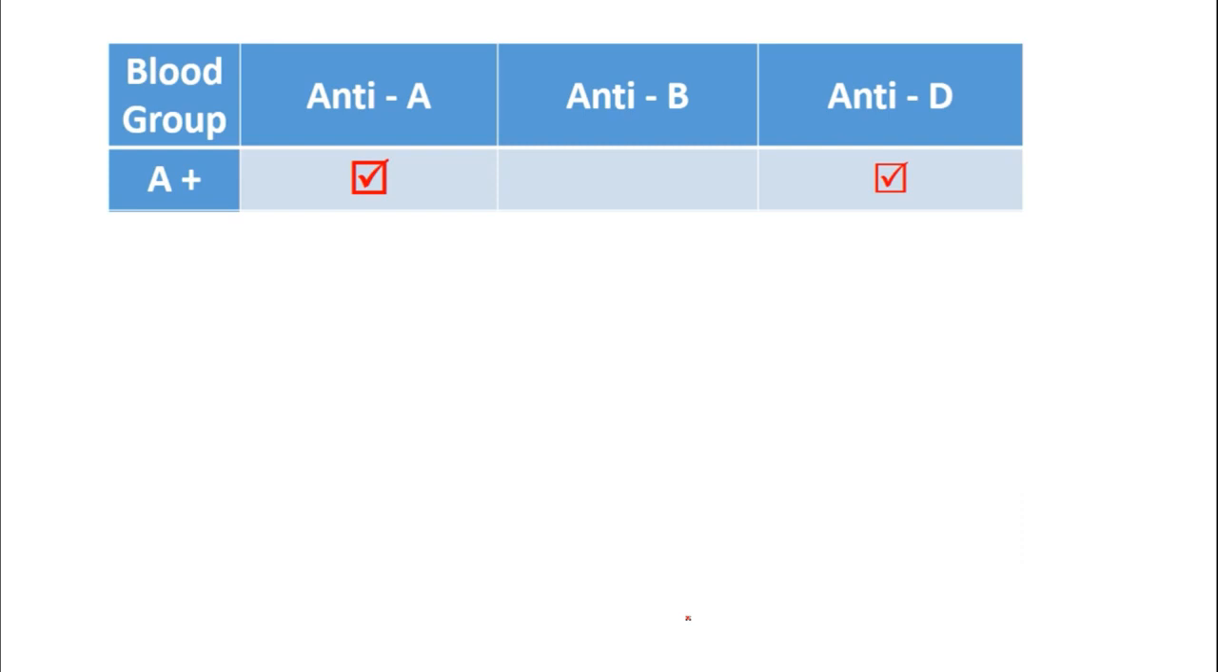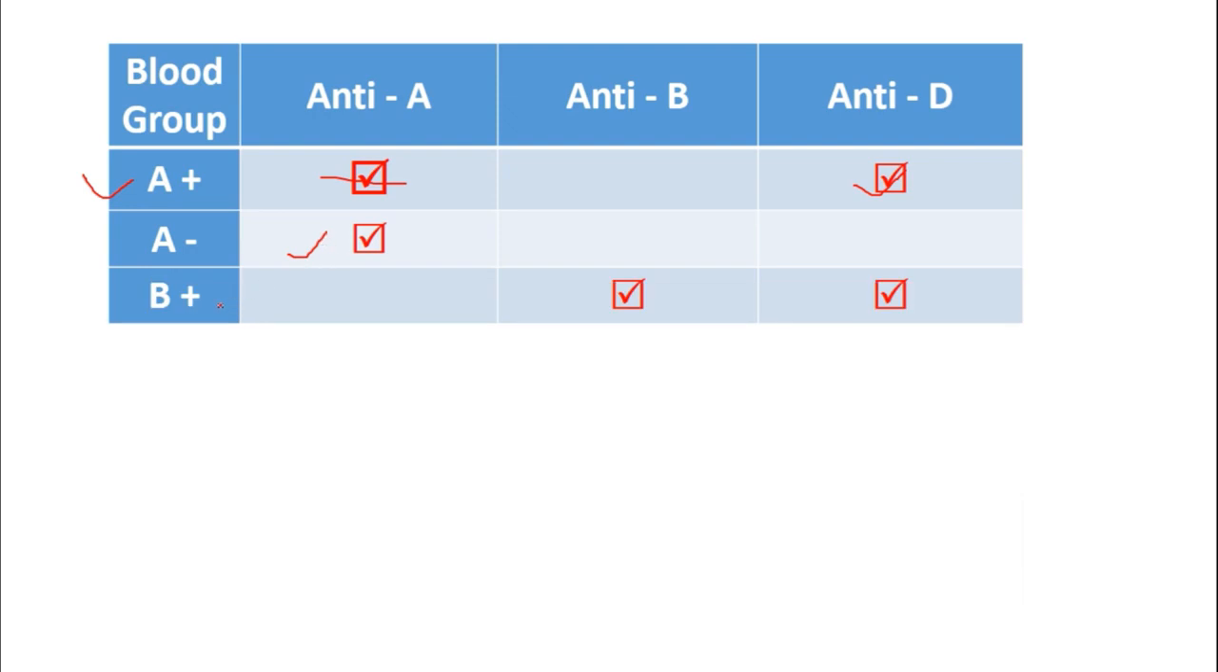This table is most important to find out our result. That means which blood group is present when different types of agglutination occur in the three types of antisera. In persons having A positive blood group, you will find agglutination in antisera A solution as well as antisera D solution. In persons of A negative blood group, you will find agglutination in antisera A solution. In persons of B positive blood group, you will find agglutination in antisera B solution and antisera D solution.